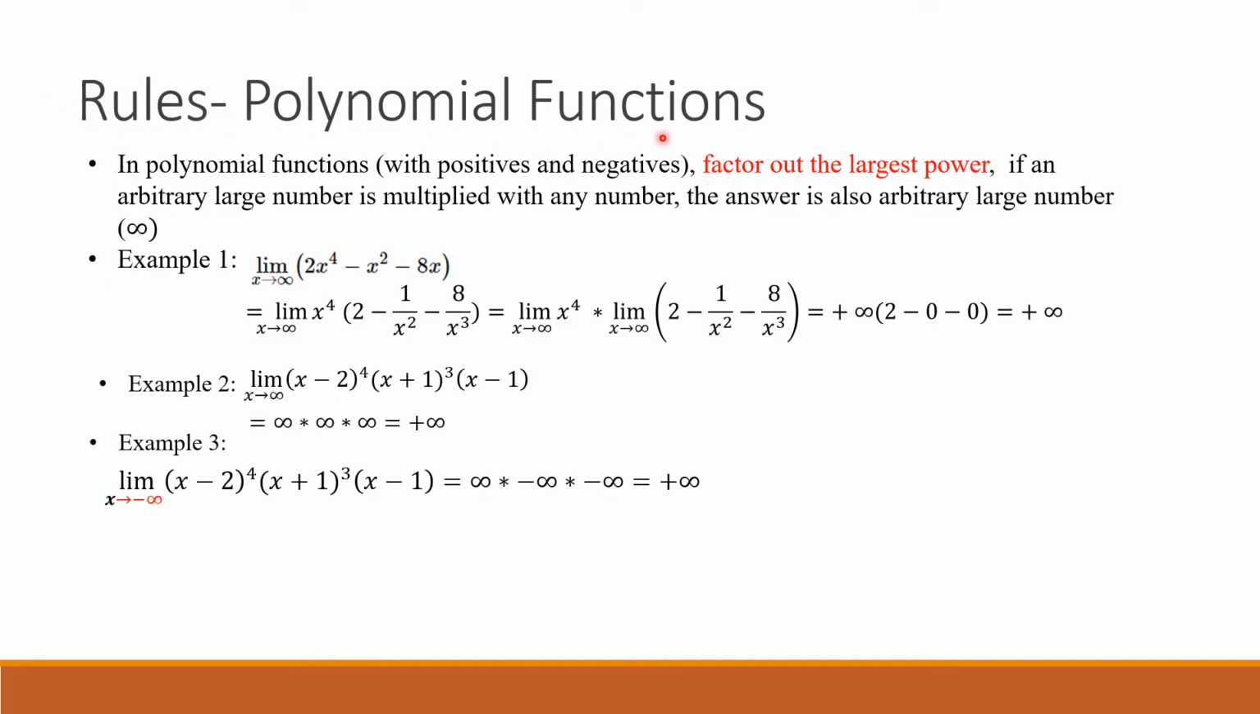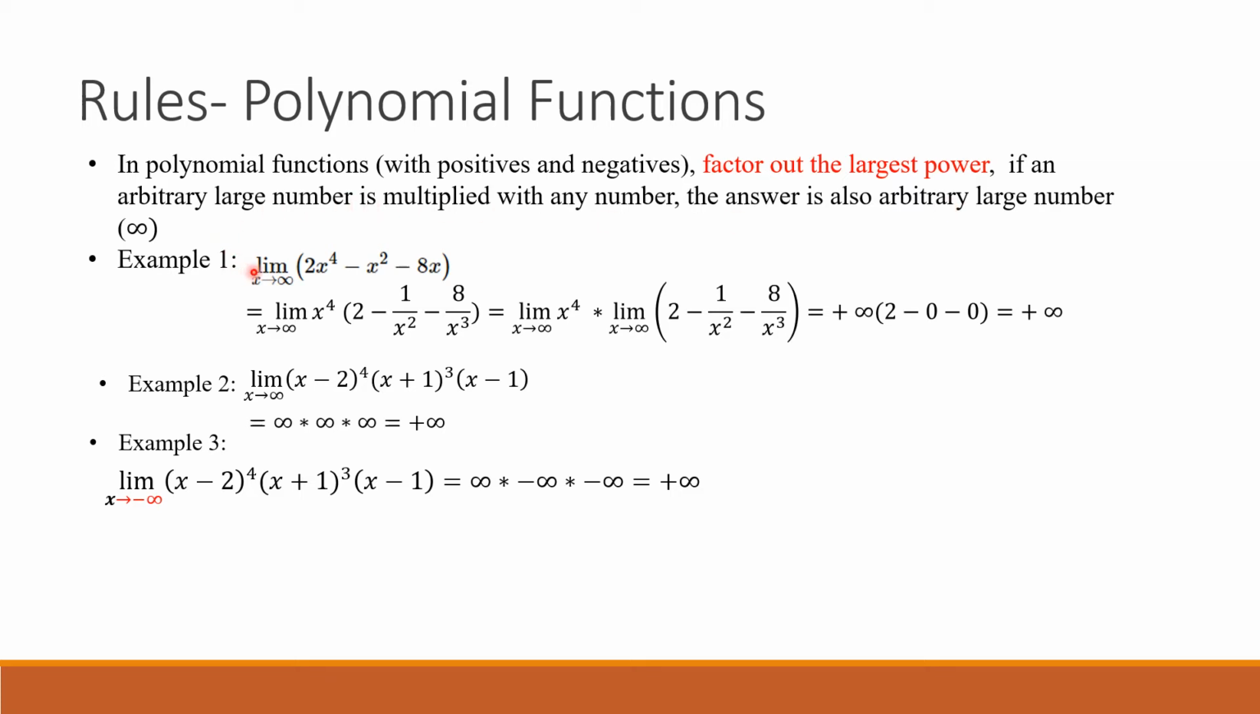Another rule for polynomial functions. In polynomial functions, either positive or negative, factor out the largest power. So I'm going to check the largest power and take it as a common factor. If an arbitrarily large number is multiplied with any number, it's still going to be infinity. Right? Infinity times any number, any constant, is infinity.